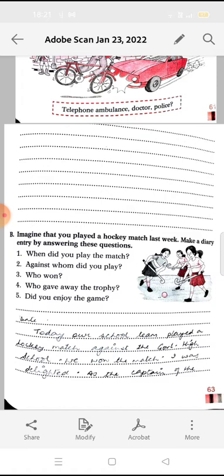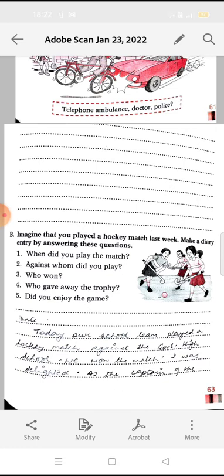You just have to answer, against whom did you play? When did you play the match? Today in the school ground. Okay. Against whom? Against government high school. Who won? Our team won. Who gave away the trophy? The chief guest. The chief guest was the principal of a B.Ed college, you can say, in the city.